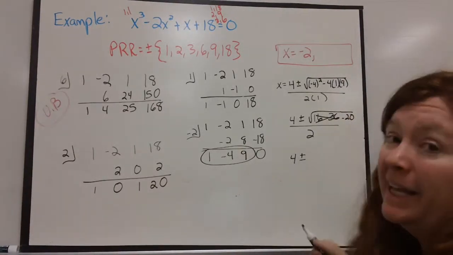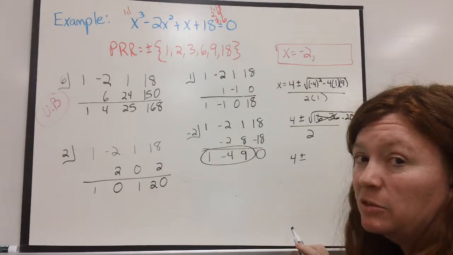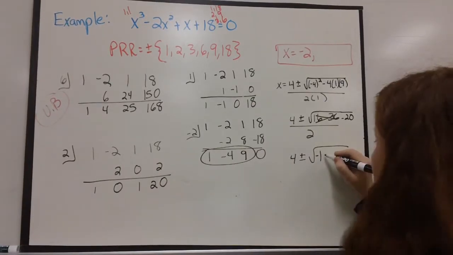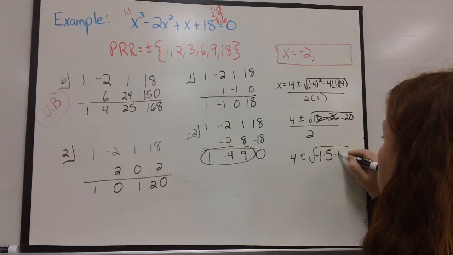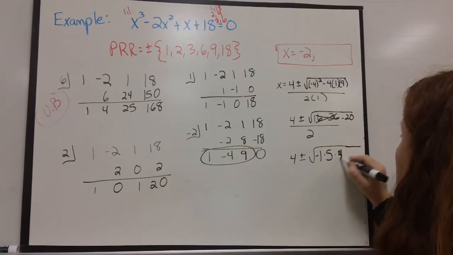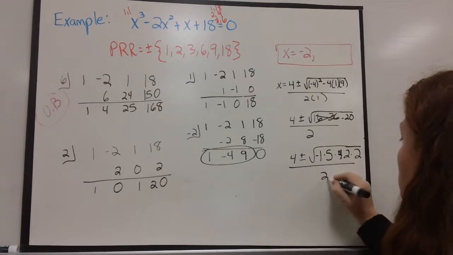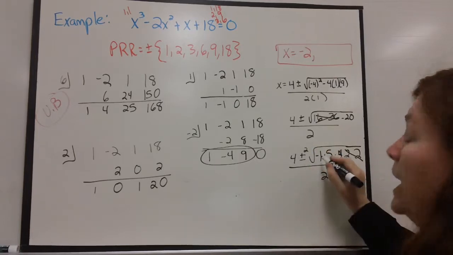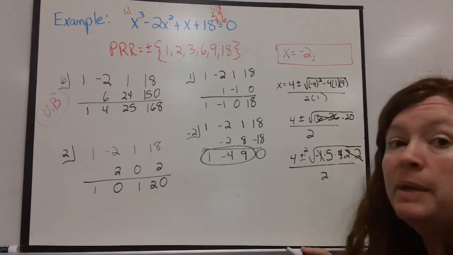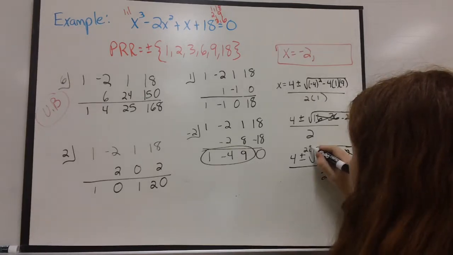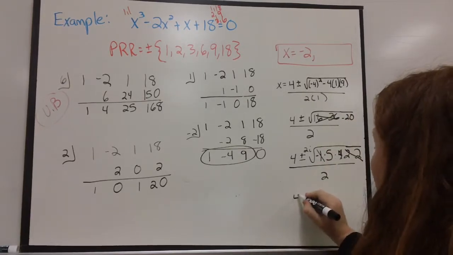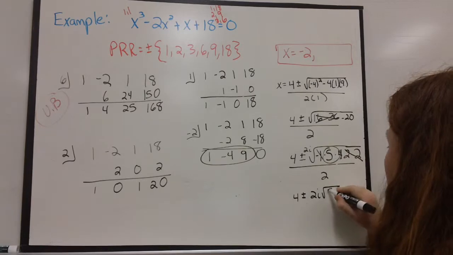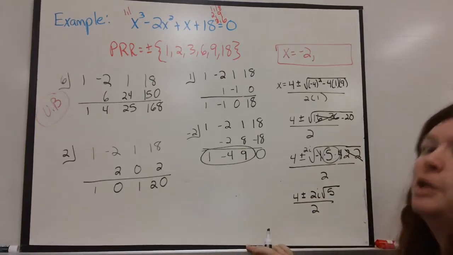However, I can't leave a square root of negative 20. We've already kind of been down this road, so you should know what to do. Let's break it down. Negative 20 is negative 1 times 5 times 4. And 4 is 2 times 2. I have a pair of 2's that can get crossed off and put on the outside. And I have a negative 1, which can get crossed off and be put on the outside as i. So, I have 4 plus or minus 2i times the square root, what's left, of 5, all over 2. Whew, done.